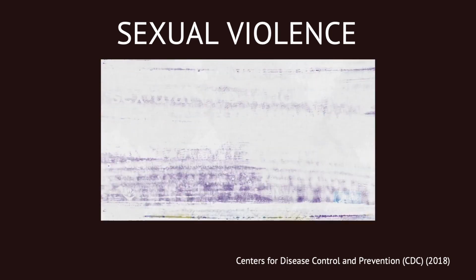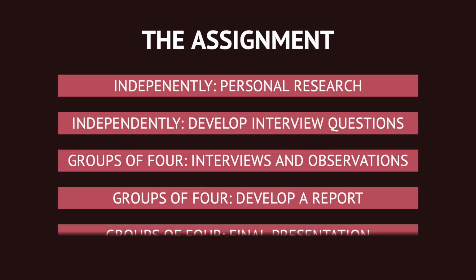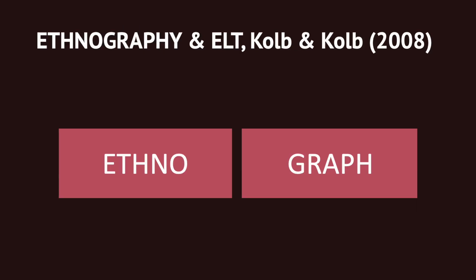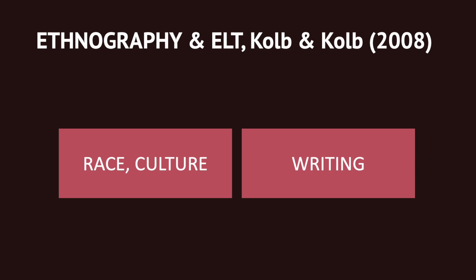courtesy of the CDC. This assignment is structured around Kolb-and-Kolb's experiential learning cycle. This is a quick overview of what you will be doing throughout the course of the project. In groups of 4, students will be conducting microethnography. In its Latin roots, ethno means race or culture, and graph means writing, and so ethnography means writing about culture.